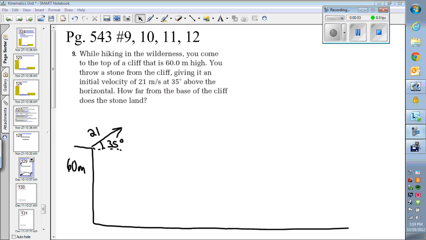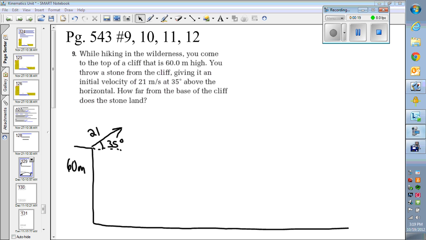Okay, so we're going to do a little projectile motion tutorial here, and I'm going to do that by going over a couple of questions from our physics textbook, which is page 543. We're doing numbers 9 and 10. So we'll set the stage for you in case you don't have a textbook.